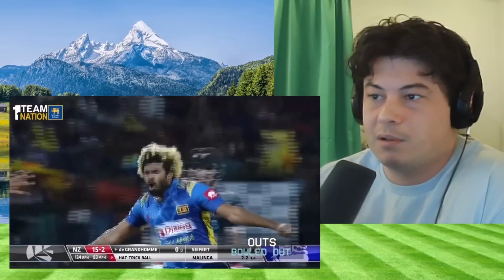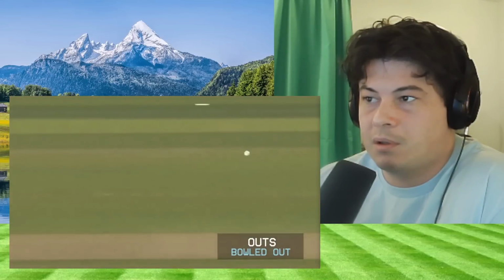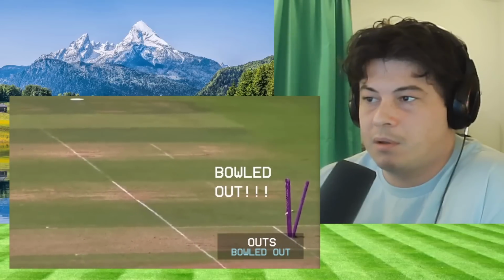These are very exciting. This is where the bowler sends the ball to you, and the ball bounces past you and knocks the bails off the stumps.